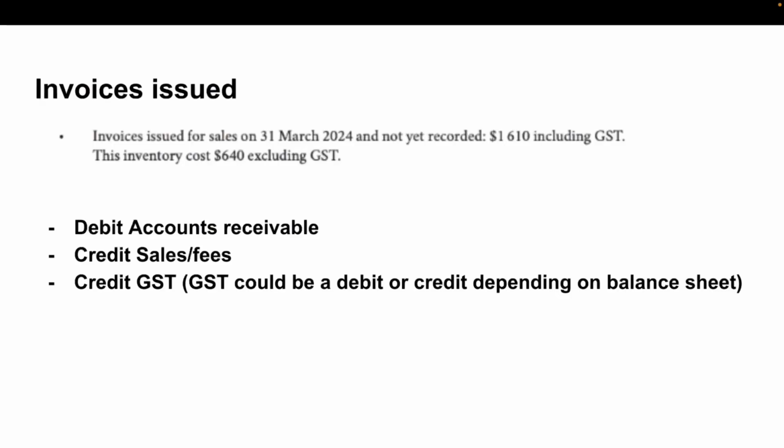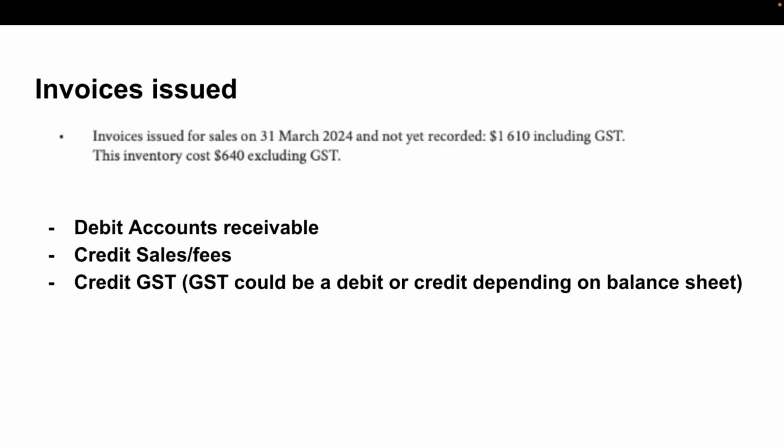And then also remembering that we've had some sales that have been unaccounted for, our sales and our fees. So we want to credit those on the right hand side, remembering they're a credit. And if we credit a credit, it increases. And then finally, we want to credit GST.